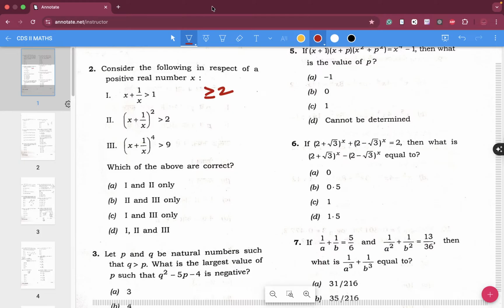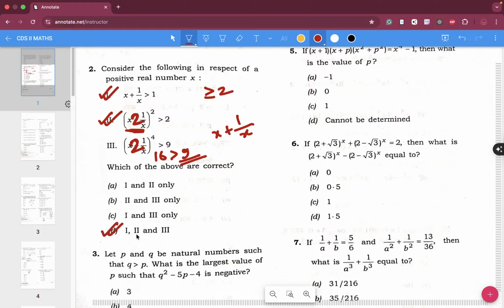If the summation of the number and its reciprocal is greater than or equal to 2, is the statement correct or wrong? X plus 1 by x is going to be correct for sure. Now we know the minimum value of x plus 1 by x is 2. So if you put 2 over here, 2 square is 4, so this one is also absolutely correct, folks. And as I said, 2 raised to the power 4 is 16, and 16 is absolutely greater than 9.